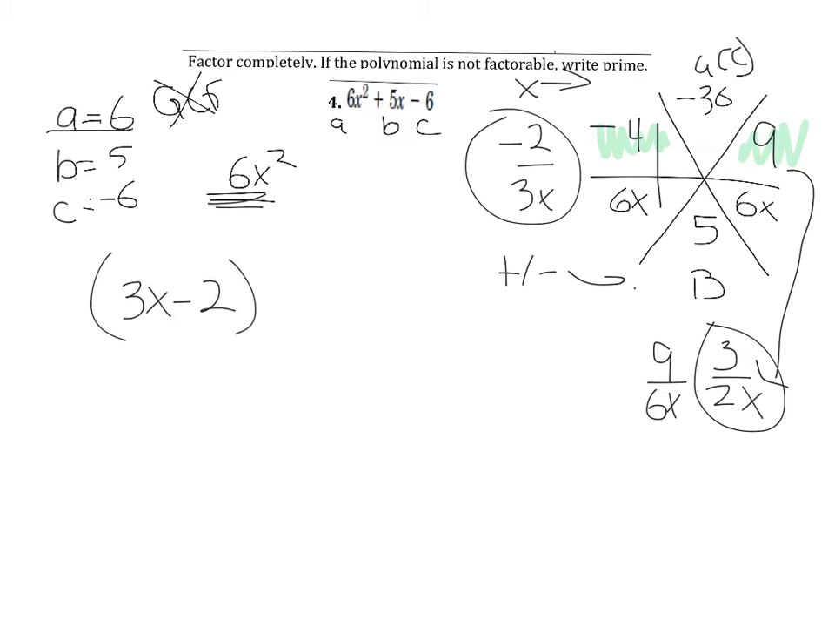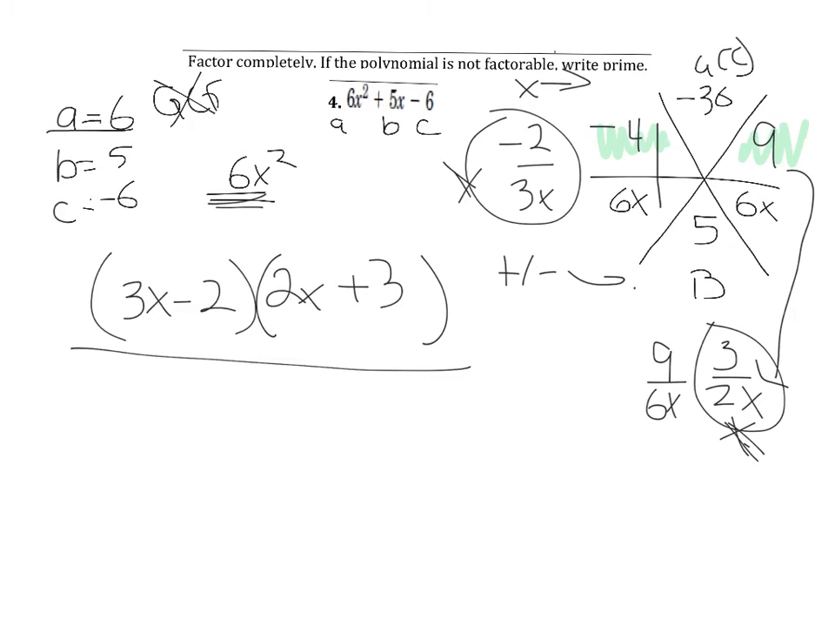Watch. So you can see I took the -2 over 3. I put 3x first, minus 2. I'm going to come over here and work with this one. Put it in its binomial. I'll put the 2x first, and it's a +3. That is our answer.